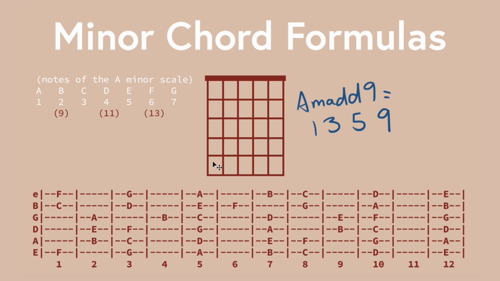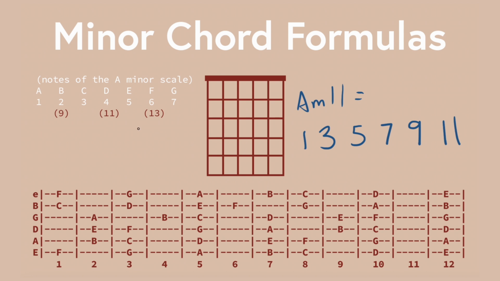Okay, which is the next one? Let's do A minor 11. Okay, this is where it gets confusing, probably for me. So A minor 11 is 1, 3, 5, 7, 9, and 11, okay? So that would be A, C, E, G, B, and D, okay? How am I going to get this?